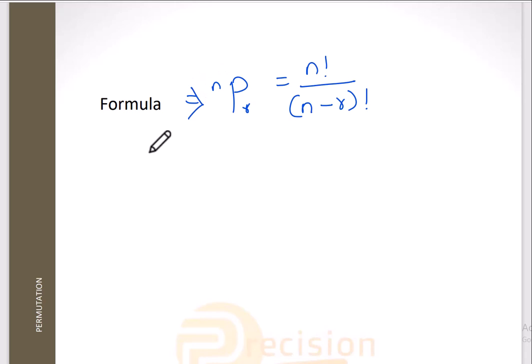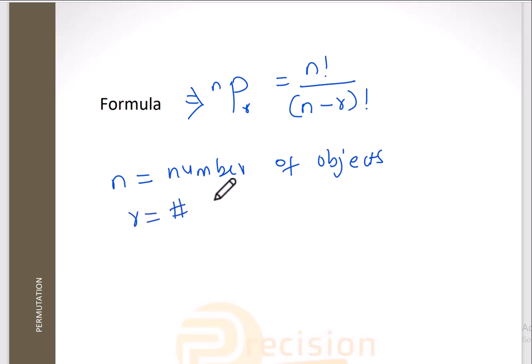Okay, so we have n and r. So I want you to take note of this. So n, we're talking about the number of objects. And then r, we're talking about the number taken per time. So this is the number taken per time.